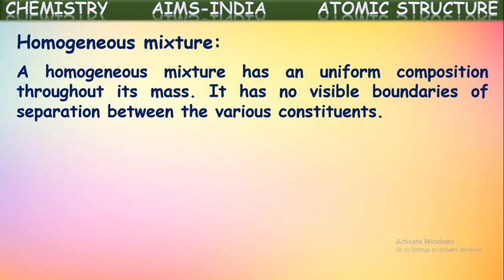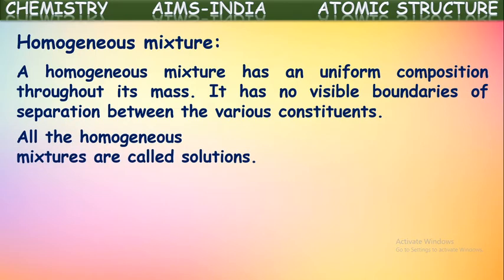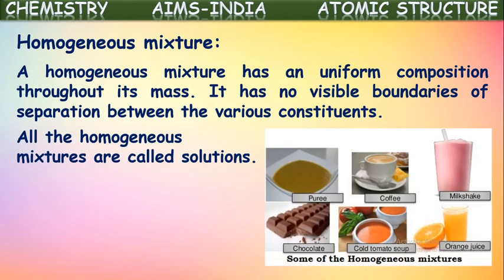Yes, the mixture in which the components are mixed uniformly, where the components cannot be seen separately, and there is no visible boundary for the components, such kind of mixtures are called homogeneous mixtures. All homogeneous mixtures are called solutions. See here, they have shown some examples for homogeneous mixtures. For example, puree and coffee, milkshake, chocolate, soups, and fruit juices all come under homogeneous mixtures. In these, the mixed components cannot be seen separately.